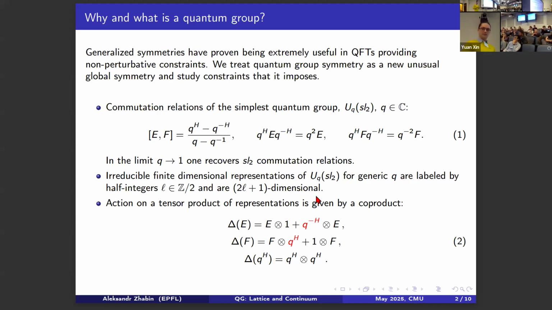Now, the finite dimensional irreducible representations of this algebra for generic q are labeled by half integer spin L and are 2L plus 1 dimensional. So it is very similar to the standard SL2 case. However, what actually differs from SL2 is the action on the tensor product of representations, which is given by the coproduct. For the standard SL2, the coproduct would look like E times 1 plus 1 times E. Instead here, it is q-deformed. There are these factors q to the H, q to the minus H appearing in the coproduct.